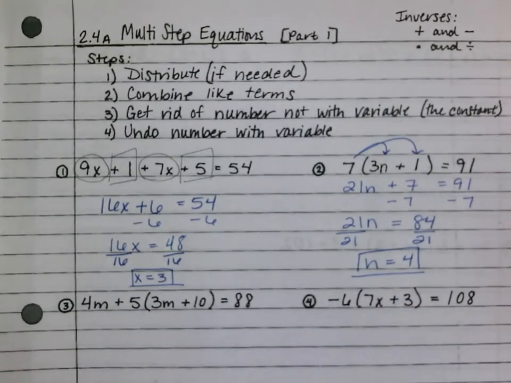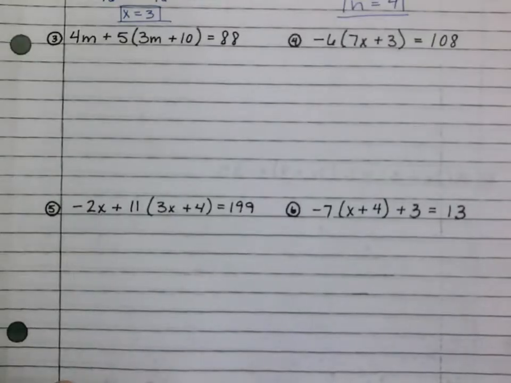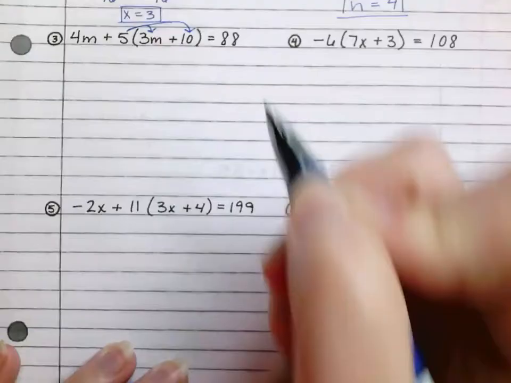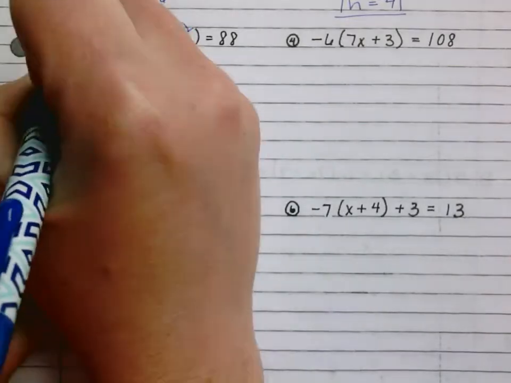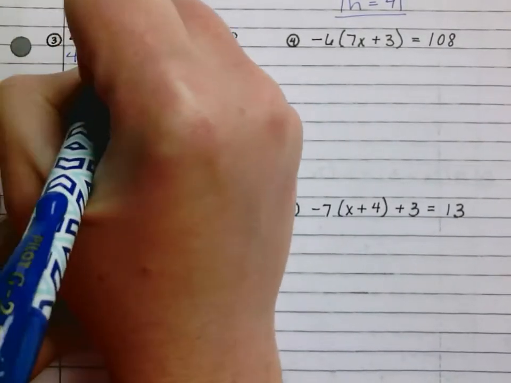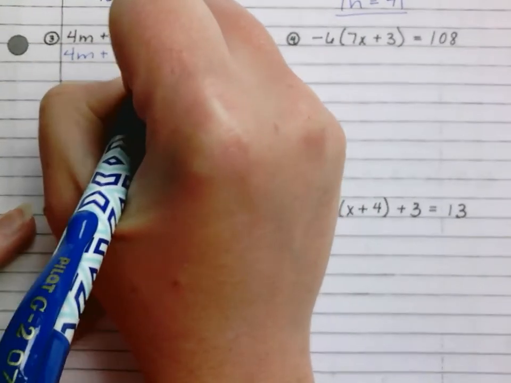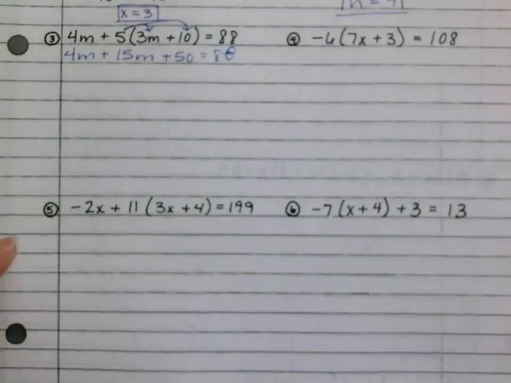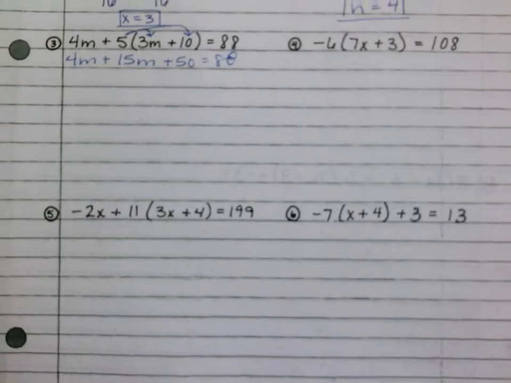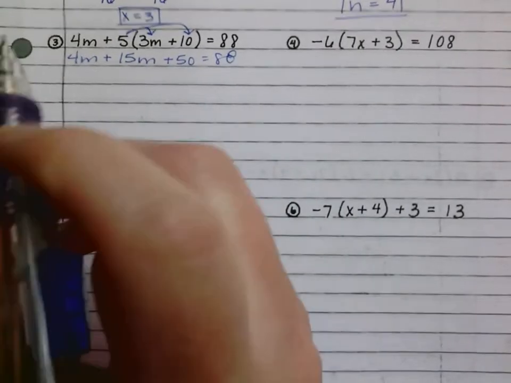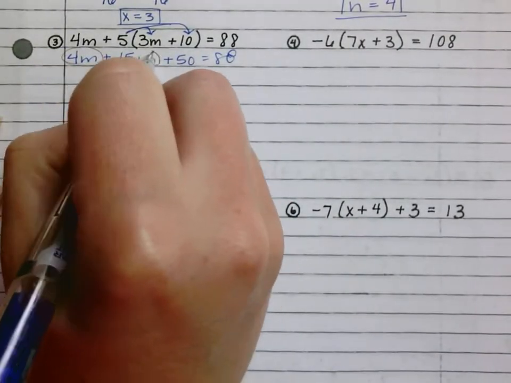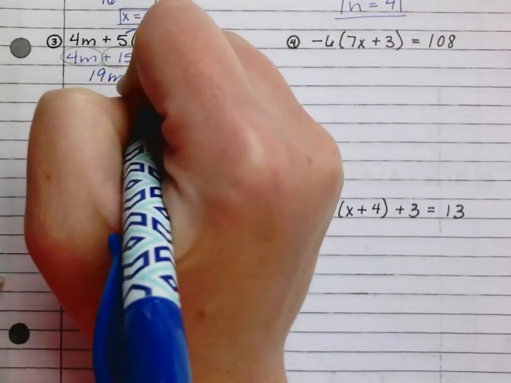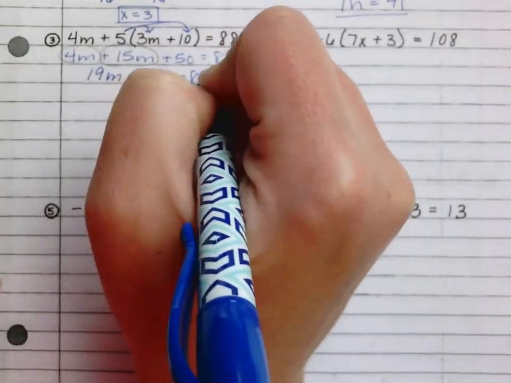In number 3, the first thing we have to do is distribute, so we're going to take that 5 and distribute it into both pieces inside the parentheses. We haven't done anything with the 4m, so that's just going to hang out in front. Then we get 15m plus 50 equals 88. And then we need to combine like terms. So we see that we have a 4m and a 15m. So those two will go together to give me 19m, and then still plus 50 equals 88.